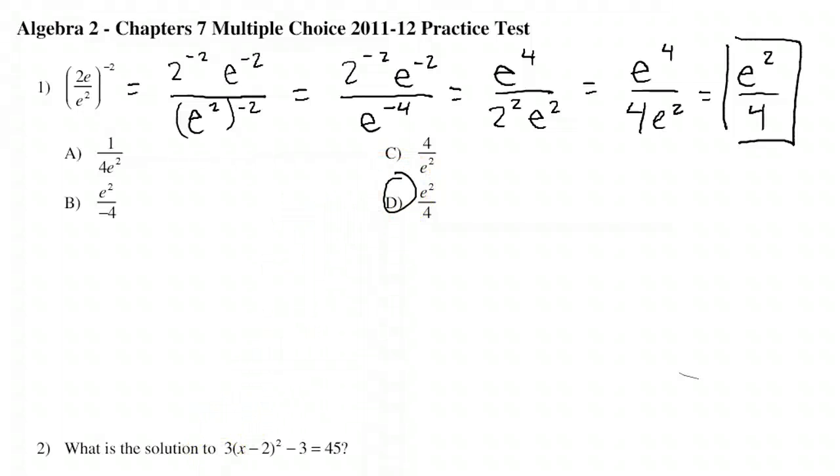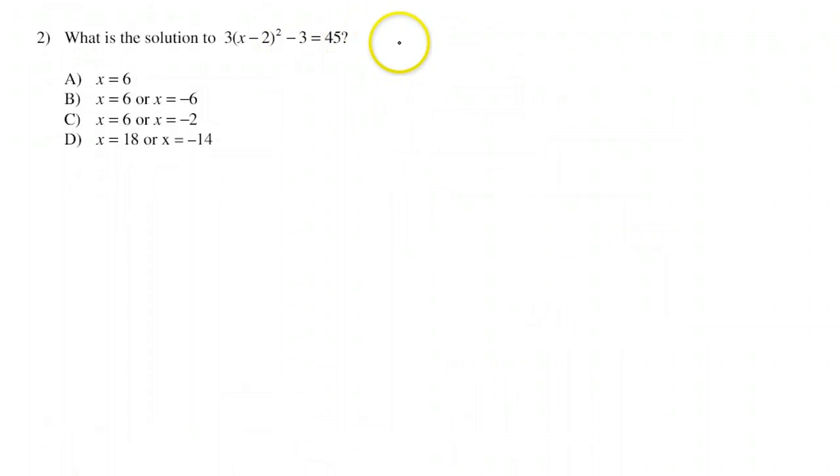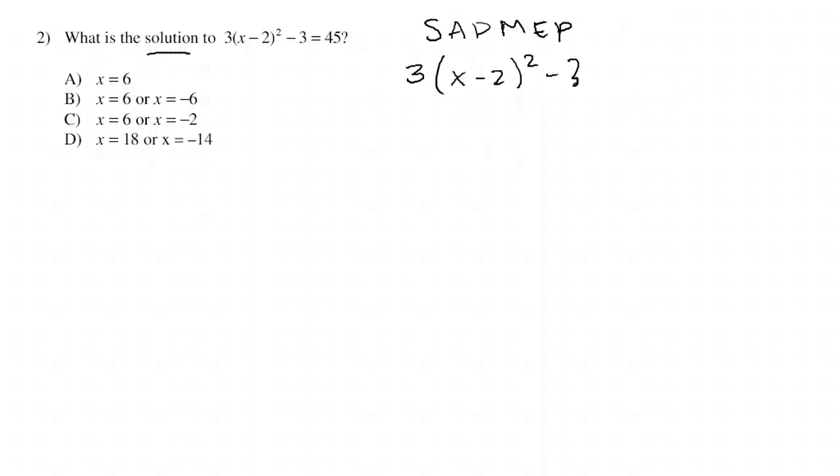Okay. So looking now at number 2. The way we're going to solve this problem is just by using SADMAP. That's always one of the best ways to find a solution whenever we see a problem that looks like this. So let me just rewrite this out. My first step is to get rid of addition and subtraction. So let's go ahead and add this 3.